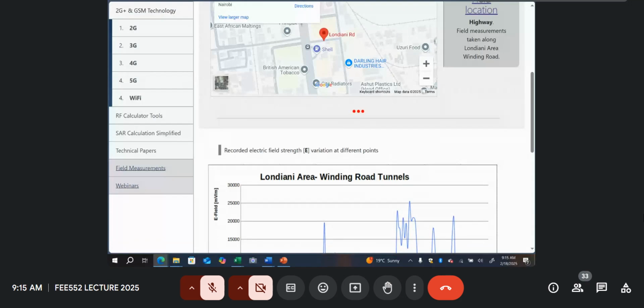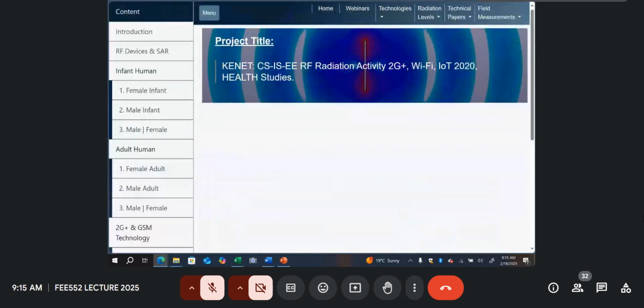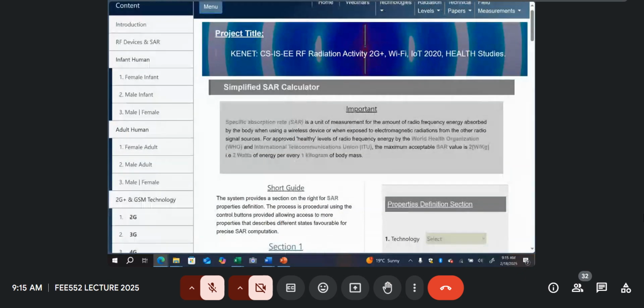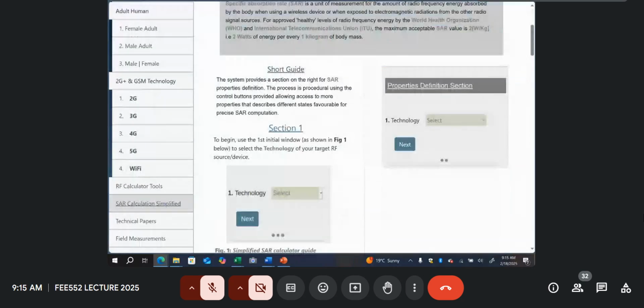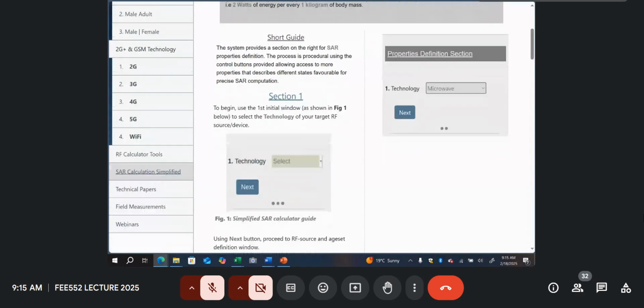Then we also had, for example, you just wanted to see. We wanted to make this as simple as possible for anyone. You don't have to be an engineer to check. Let's say the microwave that you use at home. You can come here, then select. You just want to see the SAR levels, whether it's dangerous or not.